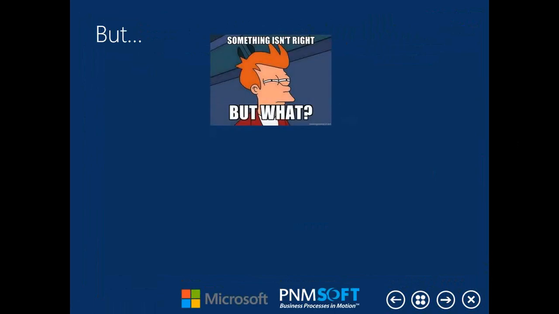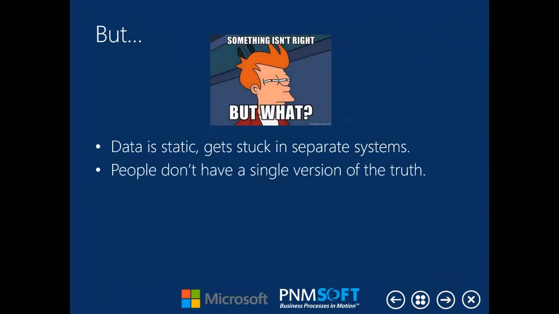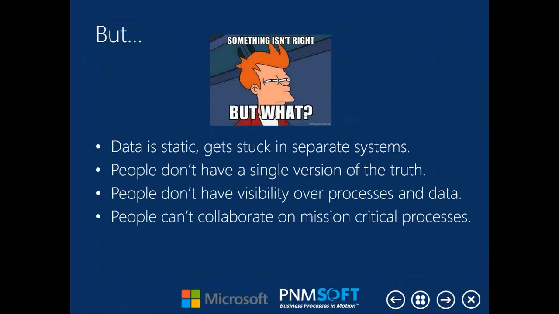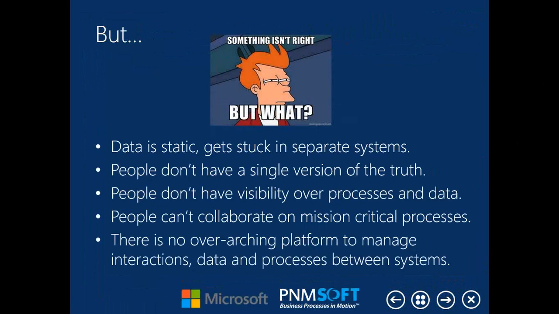What isn't quite right? Well, your organization has various pains. And what could these pains be? These are some of the concerns and pains that we hear from our clients. Well, one is that your data is static. It gets stuck in separate siloed systems. Another is that your people don't have a single version of the truth. Your people don't have visibility over processes and data. Your people can't collaborate on mission-critical processes. And there's no overarching platform to manage interactions between data, processes, and systems. So does this sound familiar? Do you have complaints like this from members of your organization? A lot of organizations we speak with do have these pains and complaints.